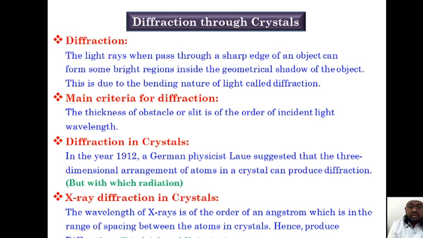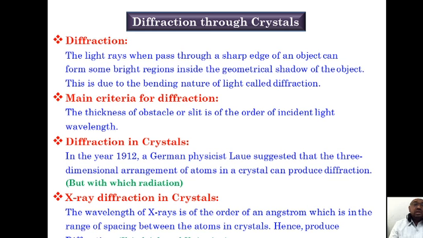So this is called diffraction in crystal, and X-ray diffraction in crystal. What is X-ray diffraction in crystal? We just studied diffraction. What ray are we taking here? X-ray. Why? Because the wavelength of X-ray is of the order of angstrom, which is in the range of the spacing between the atoms inside the crystal. The spacing between the atoms and the wavelength of X-ray are comparable with each other. That is the reason we are using X-ray here. So, X-ray diffraction in crystal.